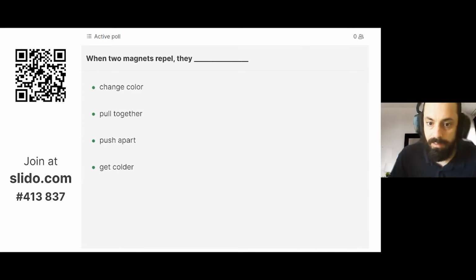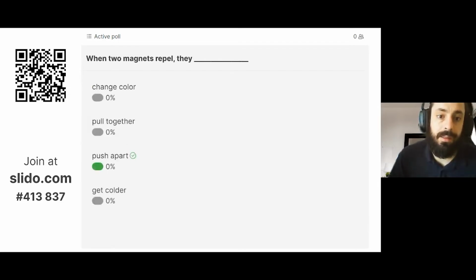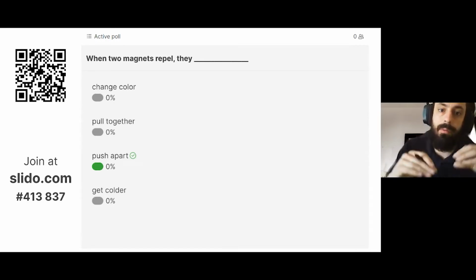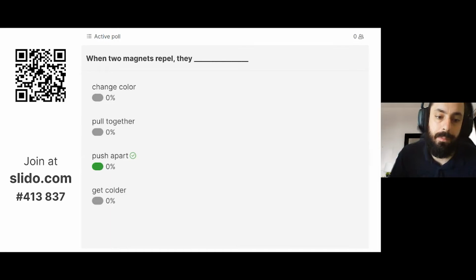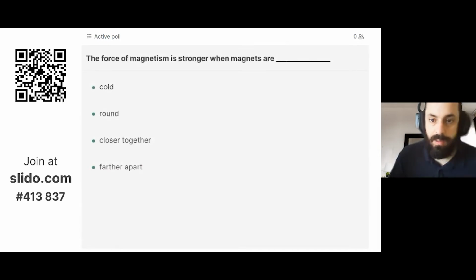Okay, 5, 4, 3, 2, and 1. The answer is push apart. Guys, remember, when two magnets have got the same pole, they repel, and that means that they push apart. They move away from each other. Okay, we got another question, guys. I'm going to give you another 30 seconds, and then we're going to move on.